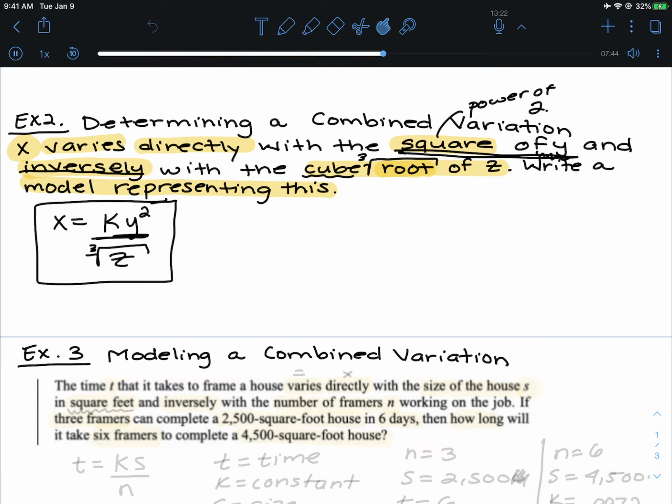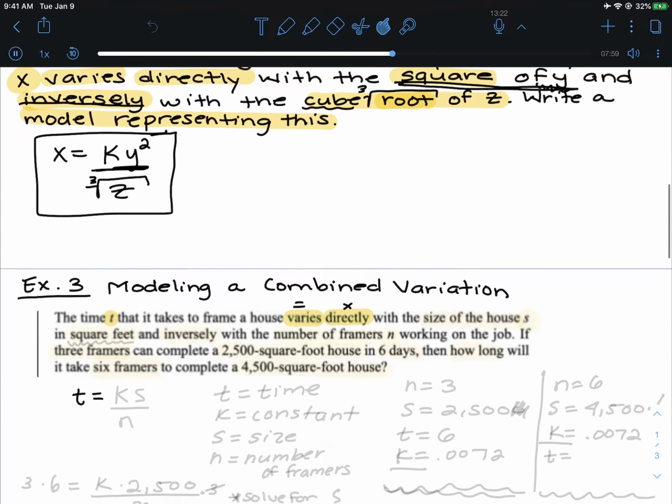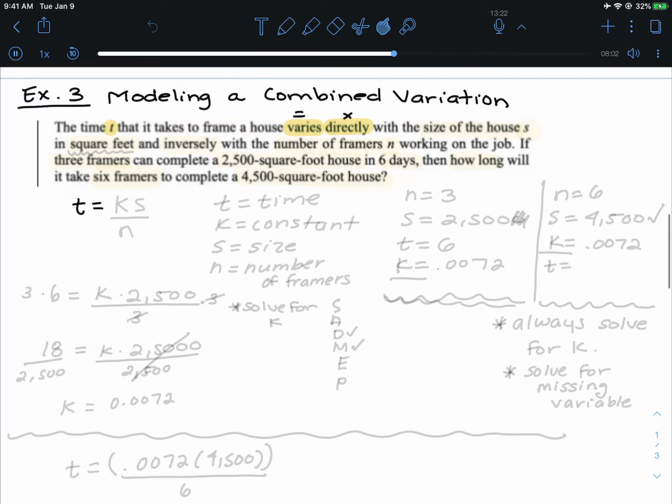The time t that it takes to frame a house varies directly. So here I see the word varies, which means equal sign. So t equals, directly, okay? So we're going to multiply something with the size of the house, s. So what is going to vary directly? The size of the house, s right here, in square feet. So once again, don't forget your constant k. And these right here are just units of measurement, guys, so they don't mean to put it to the power of 2. So be careful with that, okay?